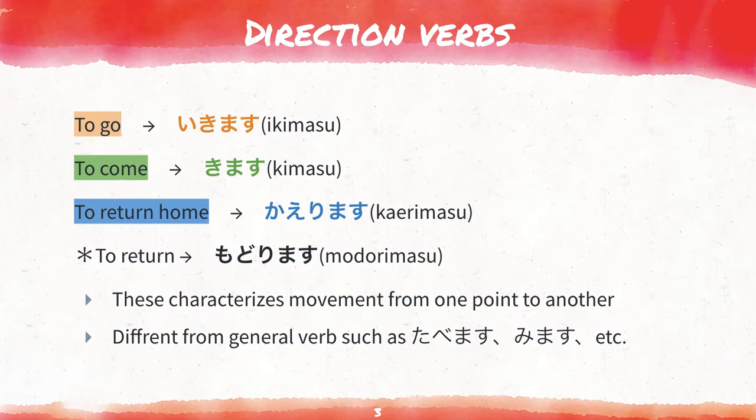So these characterize the movement from one point to another. If there's location A and location B, you would use 行きます、来ます、帰ります、戻ります for the movement in between location A and B. Another thing to remember is these 4 words are different from general verbs such as 食べます、見ます and other verbs. So there's a certain pattern to use these words.